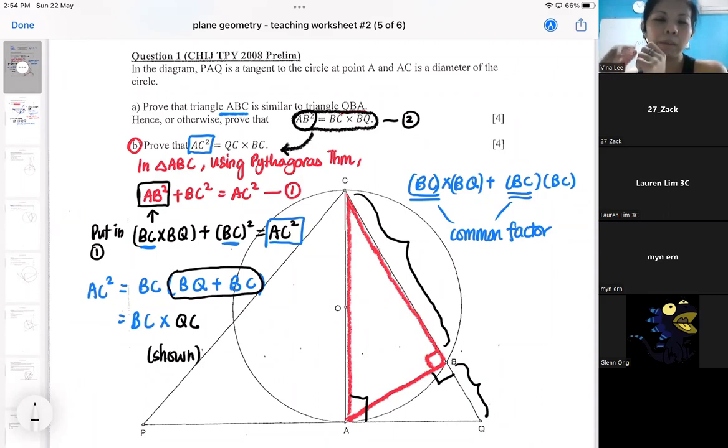This can be a bit far-fetched, but it is a possible method in plane geometry. As long as it's supported by a proper theorem and technique, you will still get your full marks. So let's say you do a Pythagoras, another student did a similar triangle, all are full marks because you eventually get the proof with a proper theorem, with a proper take out common factor technique.